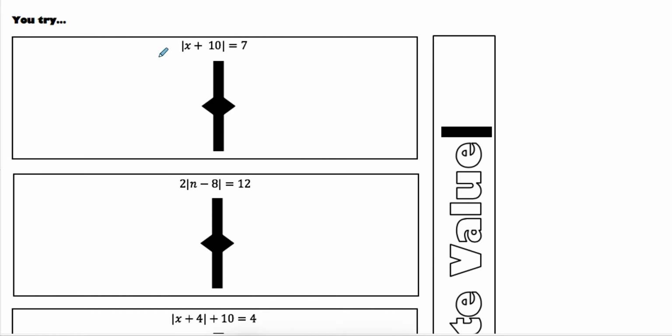All right, let's go quick here. |x + 10| = 7. We know that it could be either positive 7 or negative 7, because we have the absolute value of both of those equals 7. So x + 10 = 7 or x + 10 = -7. See if you can do this without me.